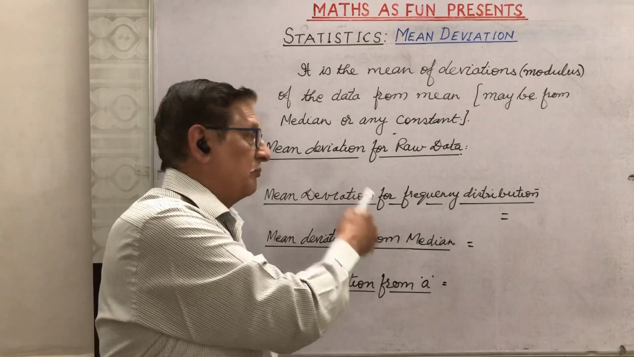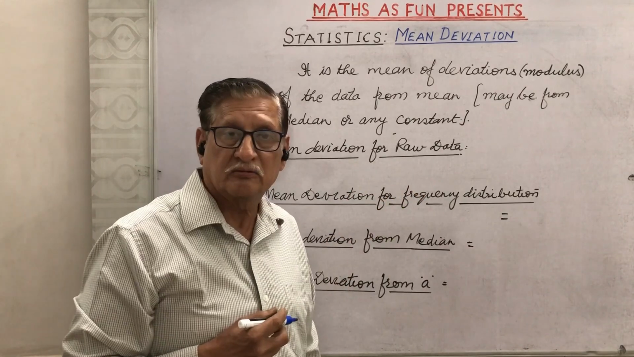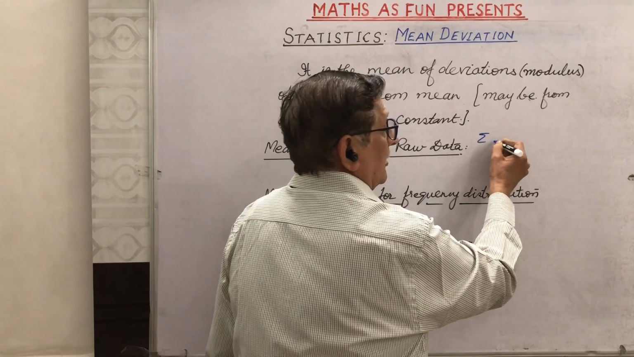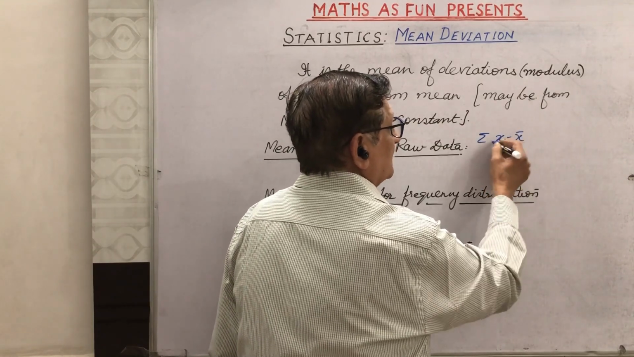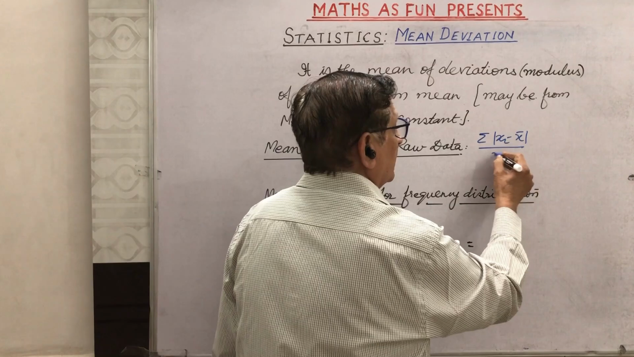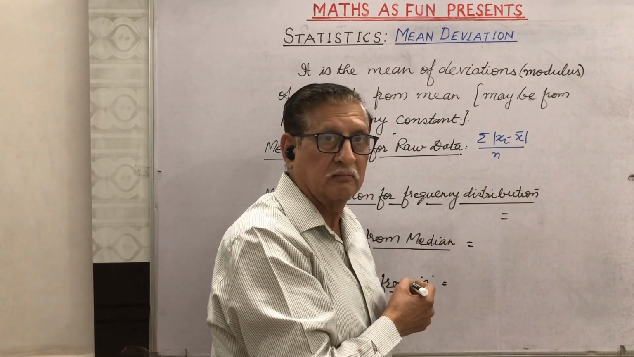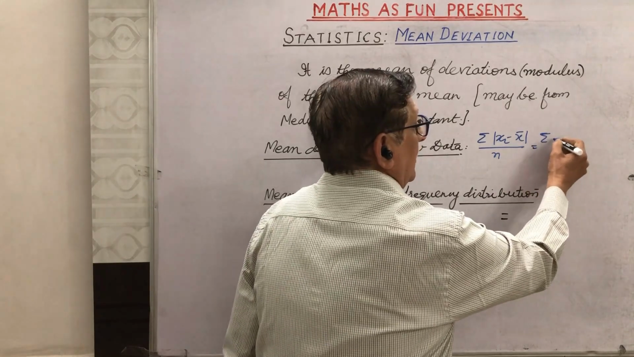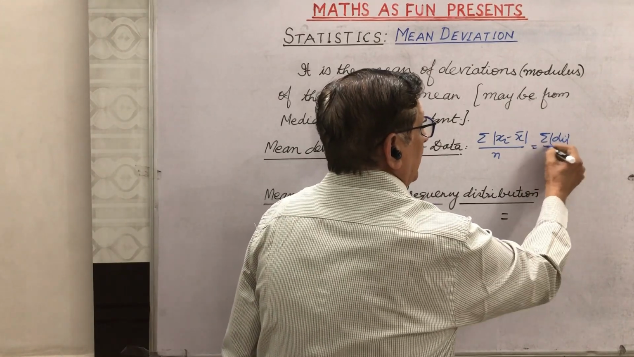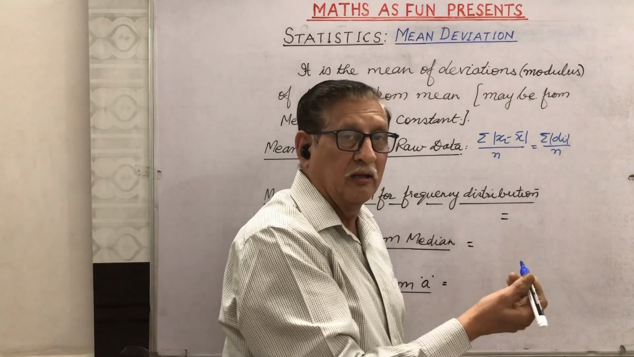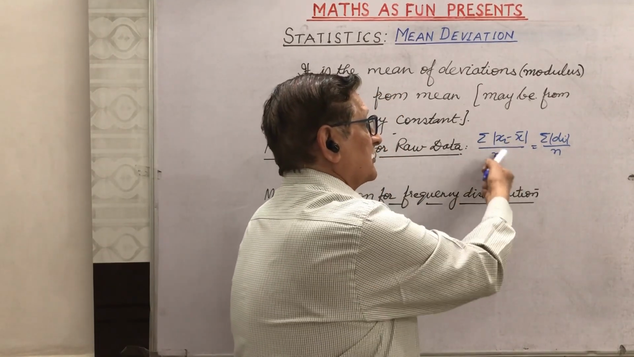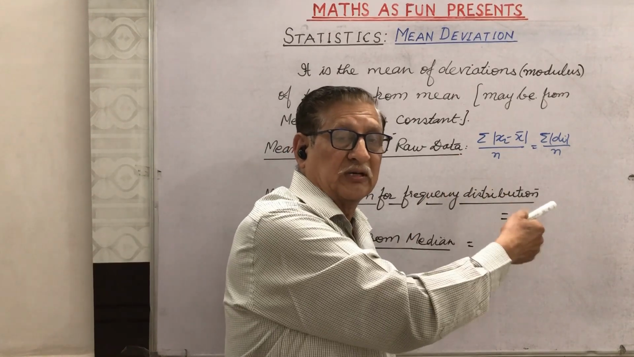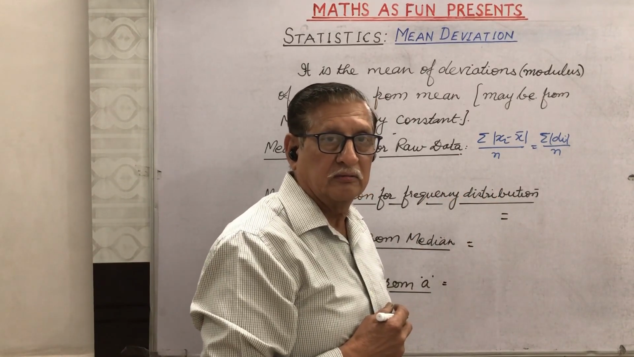First we go for mean deviation for raw data. That is equal to sigma modulus of xi minus x bar, divided by n. We can also write this as sigma di upon n, where we generally say that di, that is deviation, is the difference of the data from the mean.